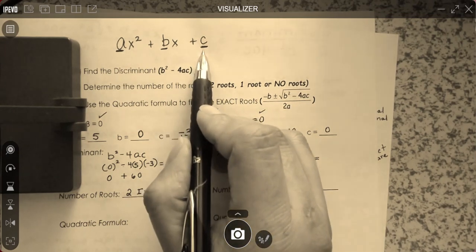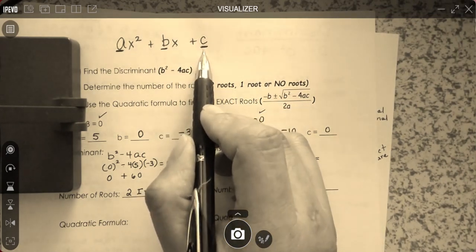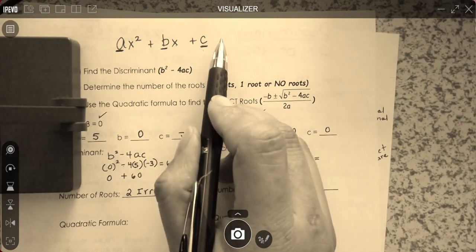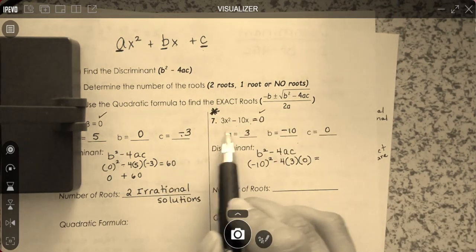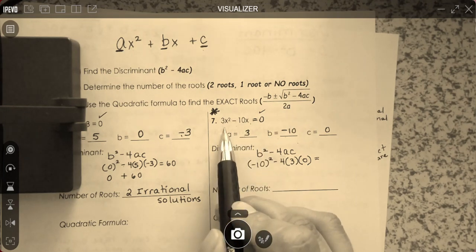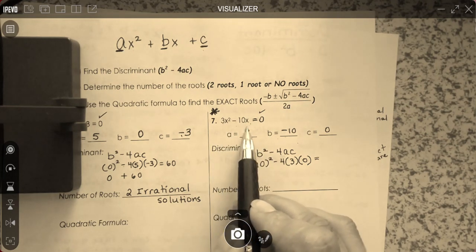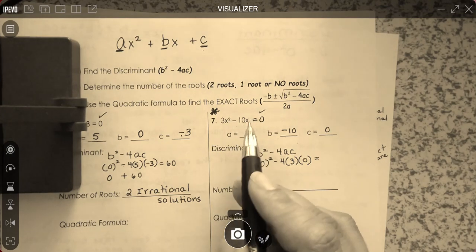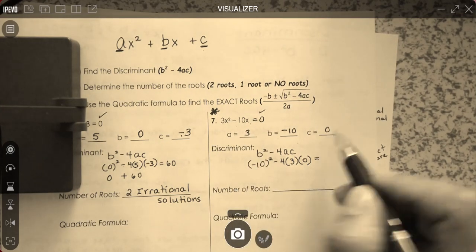C is just a constant. It has no variables, okay? Is there a term here that doesn't have an x? Does this one have an x? Does that one have an x? Okay, so that means that C must be? Okay.